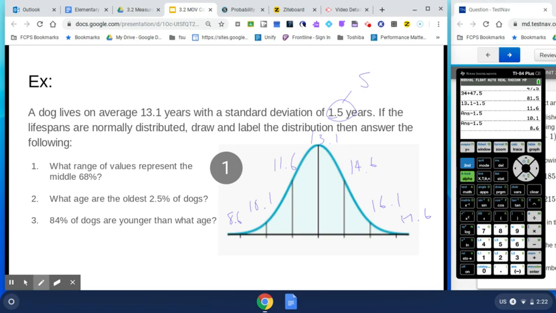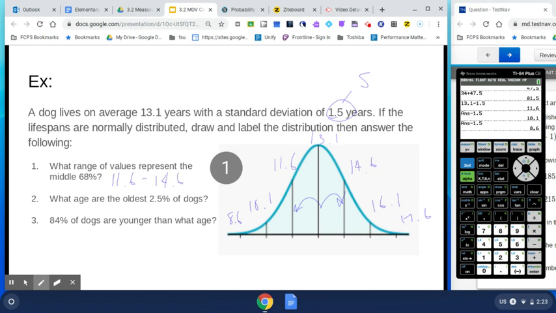Number 1, what range of values represent the middle 68%? So thinking about the empirical rule, 68% corresponds to 1 standard deviation from the mean. So if I go 1 standard deviation in either direction, I am at the ages 11.6 to 14.6.